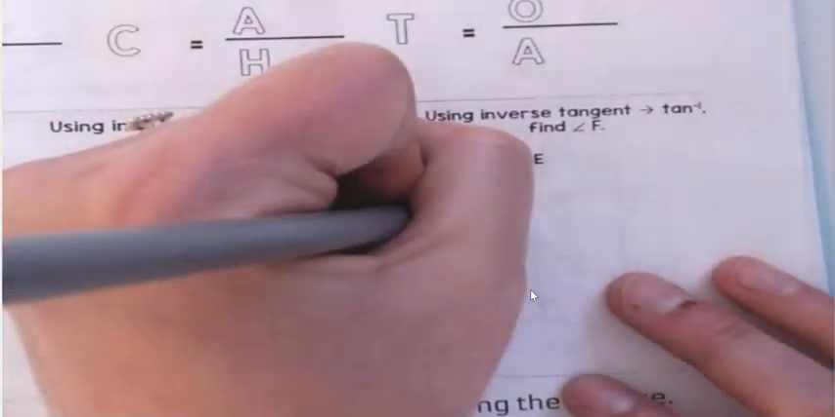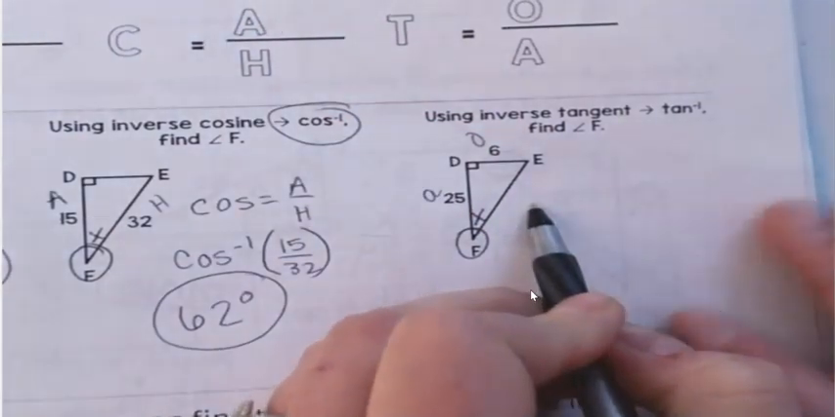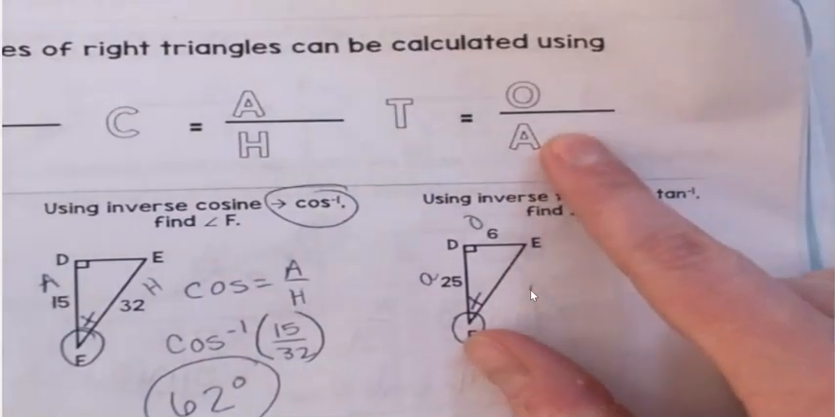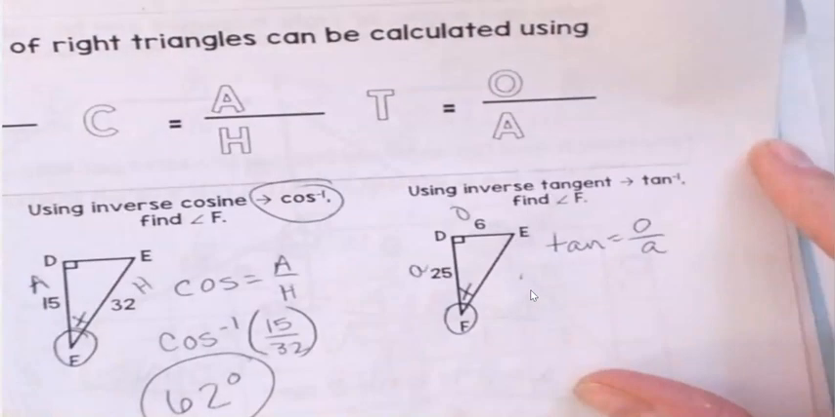All right, next one, still looking for F, but you're given different sides now. This is the opposite, and this is the adjacent. Notice we don't have the hypotenuse, so you look up here and you're like, tangent. That's what I'm using. Tangent equals O over A.